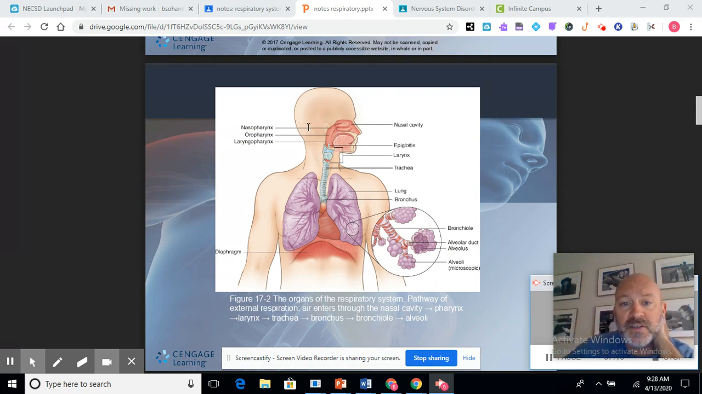The pharynx is divided into three sections. Right behind the nose is the nasopharynx. Behind the mouth or the tongue is the oropharynx. And then just superior to the larynx would be the laryngopharynx. But it's all just considered the pharynx.